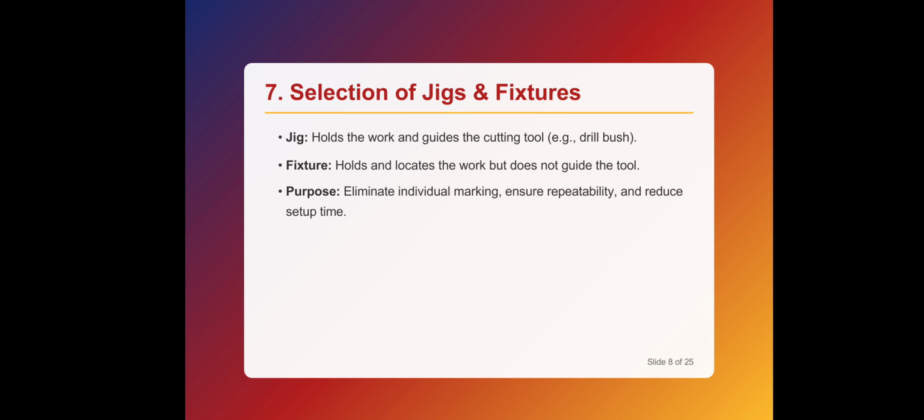The fixture holds and locates the work but does not guide the tool. The jig guides the cutting tool. The fixture does not guide the tool, it holds and locates the work. And the purpose of jigs and fixtures is to eliminate individual marking, ensure repeatability, and reduce setup time. That is the main purpose of jigs and fixtures.